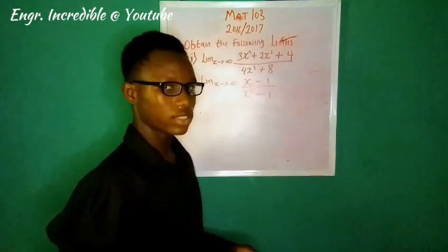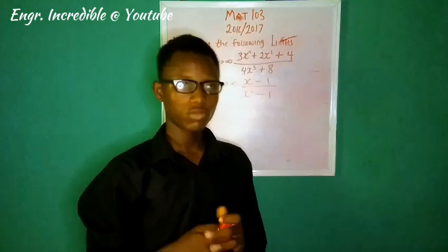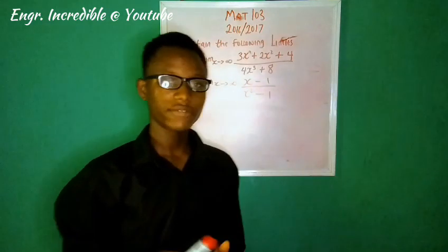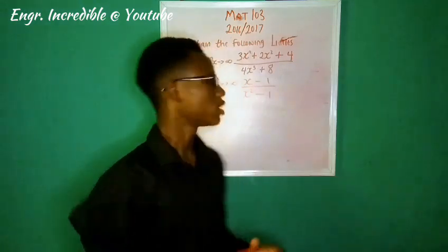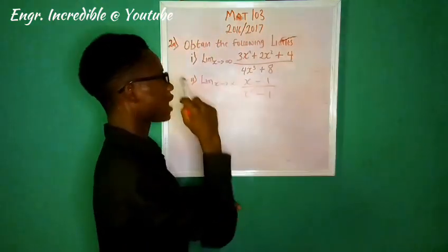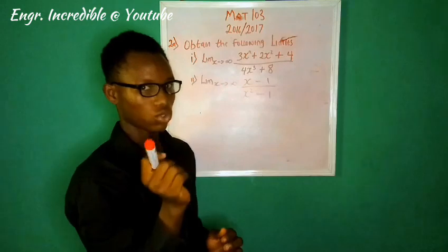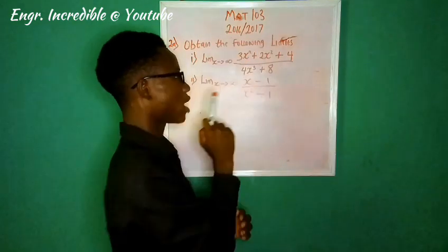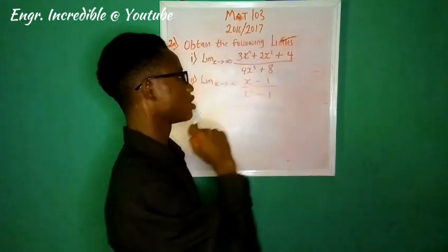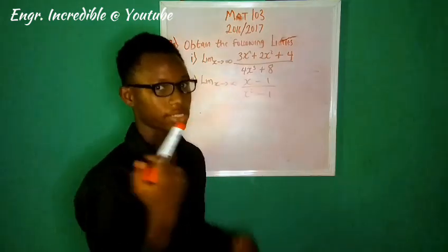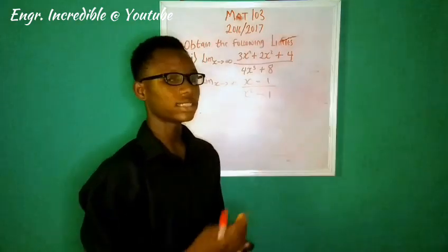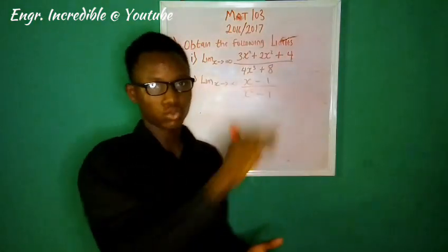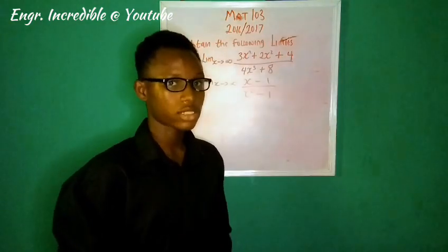If we are going to be solving with L'Hospital's rule, we are going to be doing it this way. We are going to be finding the value of x with the highest power. Here we have x squared, x squared, and x cubed. That means x cubed is the one with the highest power. So we are going to be dividing every single component of this equation by x cubed.